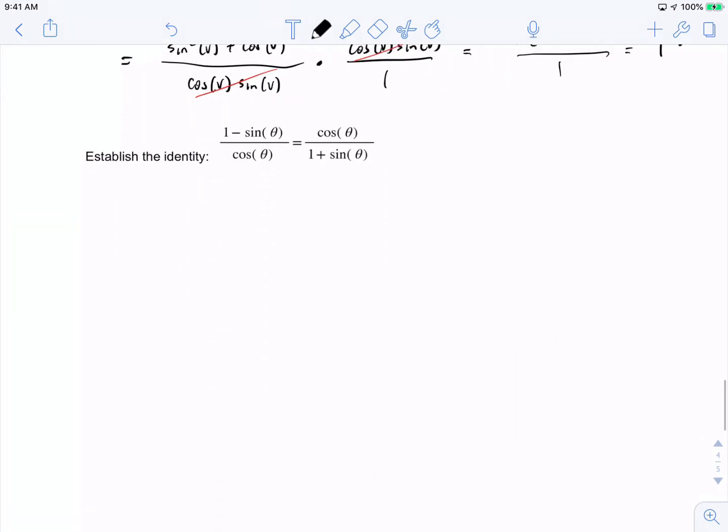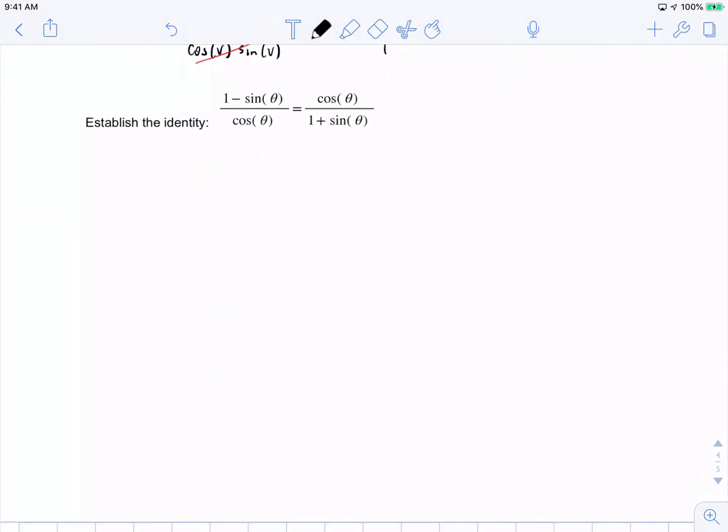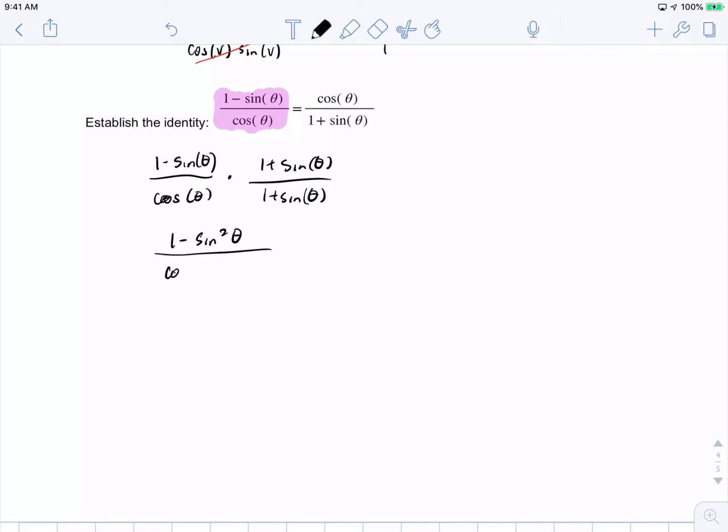All right, let me do this last example for you, and then I'll let you guys get to some work. So I'm going to work on the left-hand side, and so what I'm going to do is multiply both the numerator and denominator by the conjugate of the numerator. And so what that's going to give me is 1 minus sine squared theta over cosine theta times 1 plus sine theta.